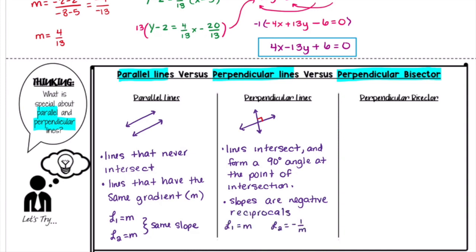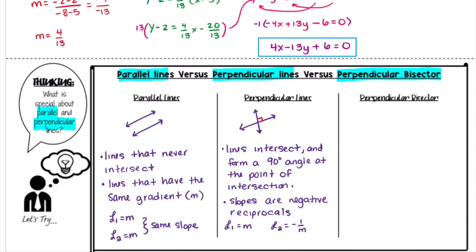Besides their intersection and having a 90-degree angle at that point of intersection, their slopes are negative reciprocals of each other. So if line 1, L1, has a slope of m, that means that line 2, or L2, will have a slope of -1/m.